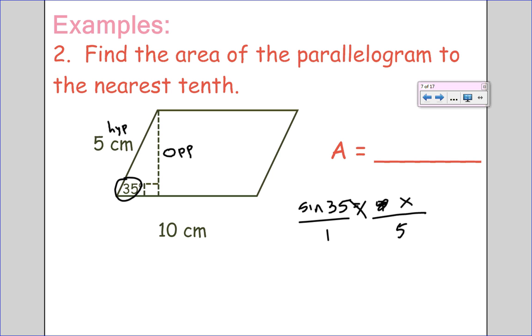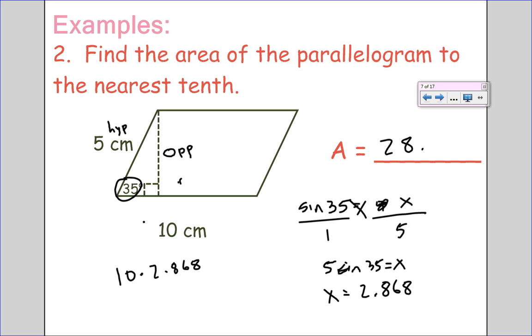Cross multiply. 5 sine 35 equals x. So now all you've got to do is type in 5 sine 35 into your calculator, and you get x equals 2.868. So you do the base, which is 10, times the height, and that gives you 28.68 centimeters squared. Don't forget, for area, you need the square unit.